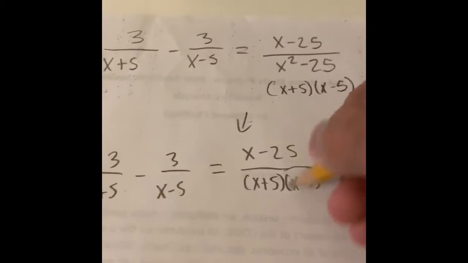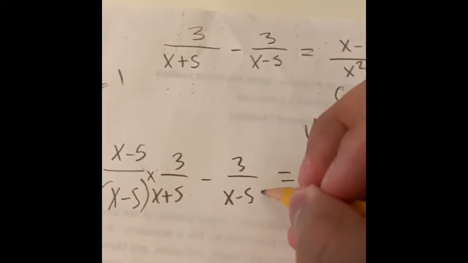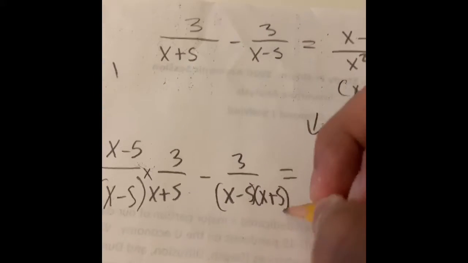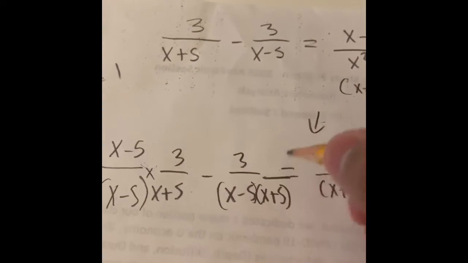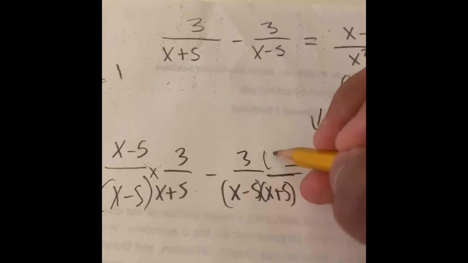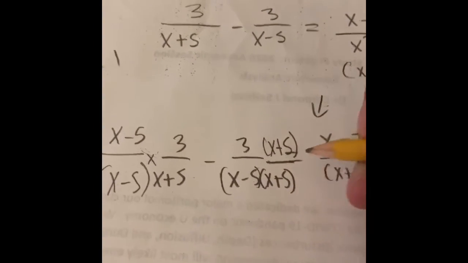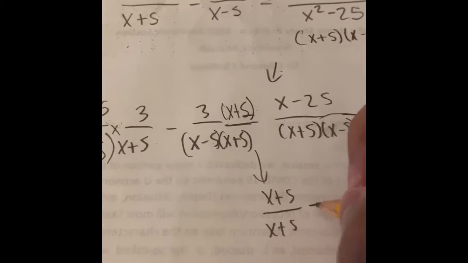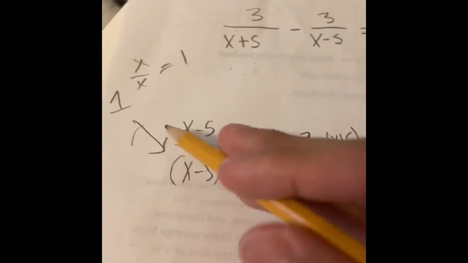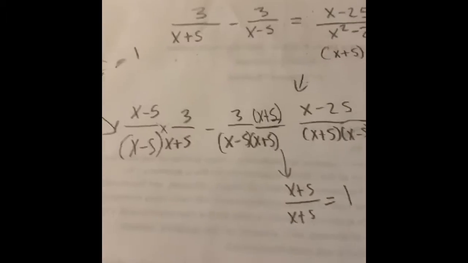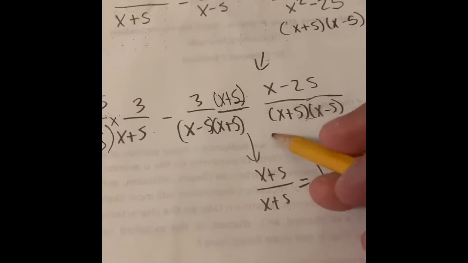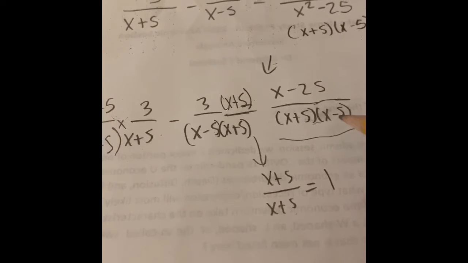Same thing here. There's an x minus 5 here, but then there's an x plus 5 that we don't have. So over here, we could just multiply by x plus 5. And of course, we have to multiply the numerator by x plus 5 so that we can keep it as 1. x plus 5 over x plus 5 is just 1. So now we have this common denominator of (x plus 5)(x minus 5).